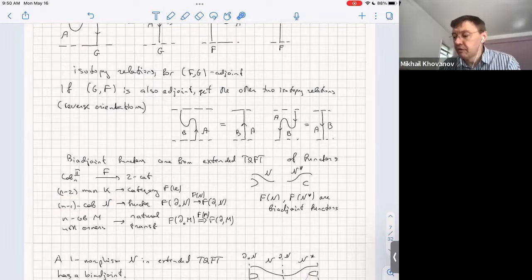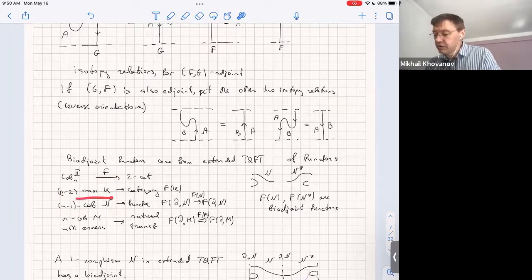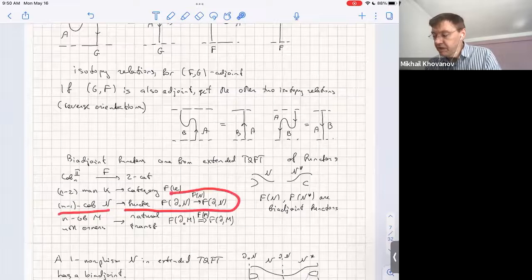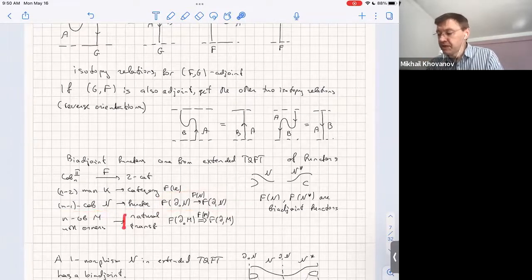Whenever we have an extended TQFT, we have a two functor into some algebraic two category, like the category of bimodules and bimodule homomorphisms, or maybe complexes of bimodules and complexes of bimodule homomorphisms. To an n minus two manifold, we assign a category. To a cobordism, we assign a functor between categories for its boundaries, and to an n-cobordism, we assign a natural transformation between these functors. And the interesting feature of these functors is that any n minus one cobordism with boundary gives you a pair of biadjoint functors.